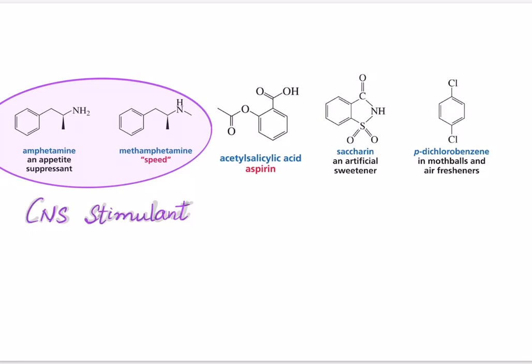Chemists have also synthesized compounds with structures similar to the naturally occurring physiologically active compounds. Here you see two different structures. One is amphetamine, and the other one is methamphetamine. Methamphetamine is also called speed. These two are central nervous system stimulants, whose structures are very close to the structure of adrenaline, which is also a central nervous system stimulant.